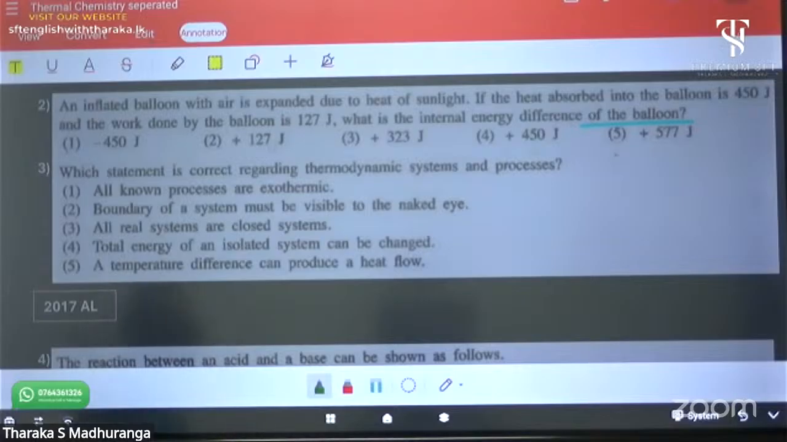Now it is asking system internal energy change.